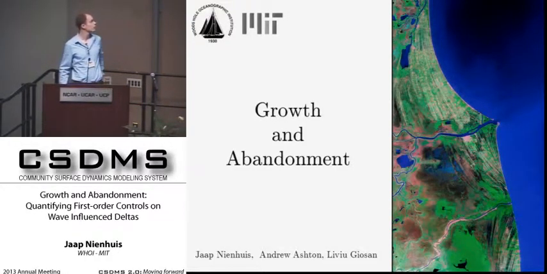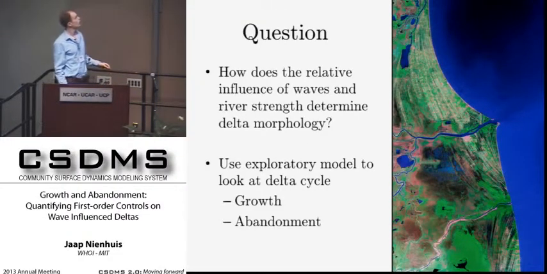I'm going to talk a bit about the growth and abandonment of deltas and the work I did with Andrew and Liviu at HUI. The picture you see is a nice example of a growing delta and a previously abandoned delta, as you see in the beach ridges. What we try to do is relate the influence of waves and river strength on deltaic morphology, so really first order controls on the morphology of wave-influenced deltas. We use a simple exploratory model to look at both ends of the delta cycle, both a growing and an abandoning delta.